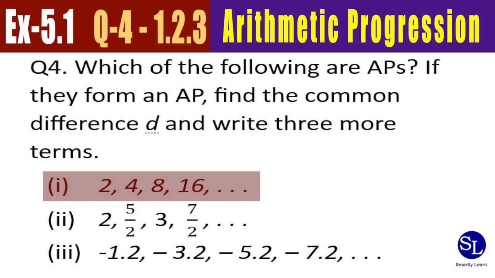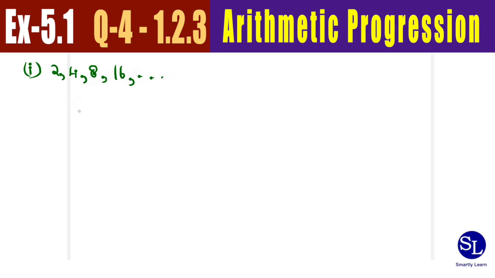Now let us look at the first series. It is 2, 4, 8 and 16. Find out what are the A and D. So A is going to be 2. Now let us check whether it is an AP, which means we are going to check whether the common difference is there. So from the second term, I subtract the first term, I get a difference of 2. From the third term, if I subtract the second term, I get a difference of 4. So this is not an AP.